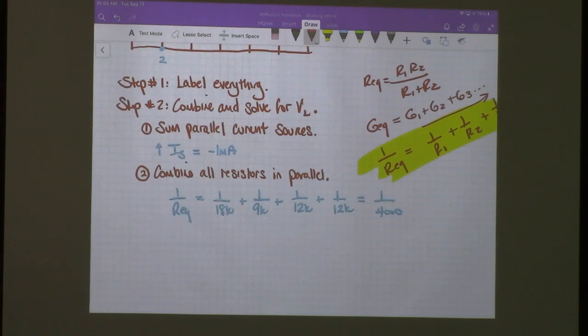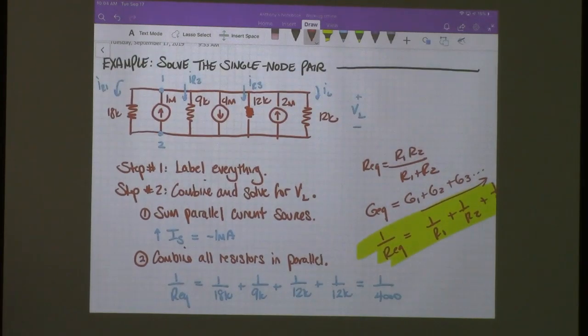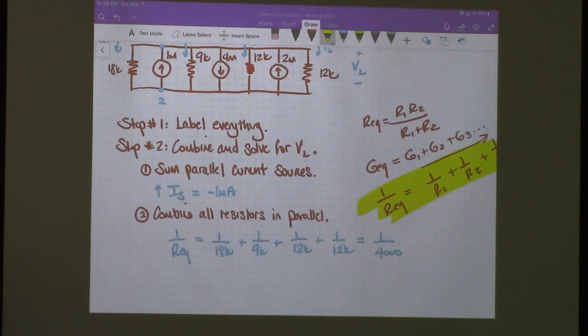Okay, actually, scratch that. There's one change. The process is right. I'm going to try to follow the way that I did it last time. So we don't actually need to combine all the resistors into one because we know how to use current dividers. So what we're going to do is leave this last 12 kilo ohm resistor out of our combination. This one right here.